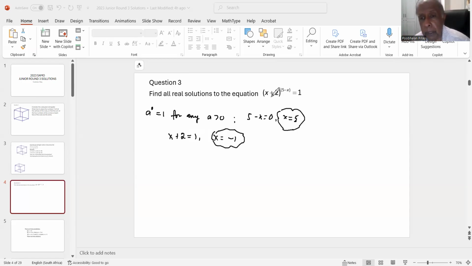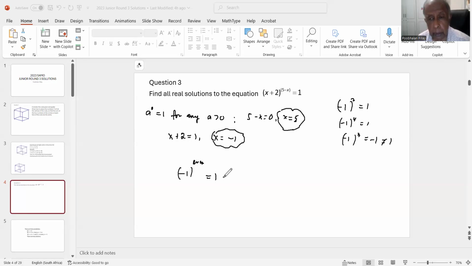But I just want to be careful here because you can have negative 1 here. You see, negative 1 squared is 1. Right? Or negative 1 to the power of 4 is equal to 1. But negative 1 to the power of 3 is not equal to 1. It's negative 1. So negative 1 to an even power is 1. Negative 1 to an even number is equal to 1.